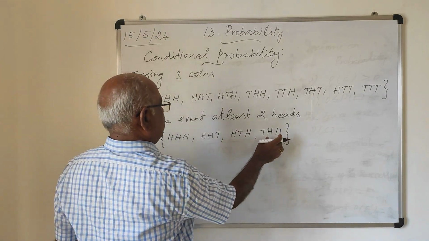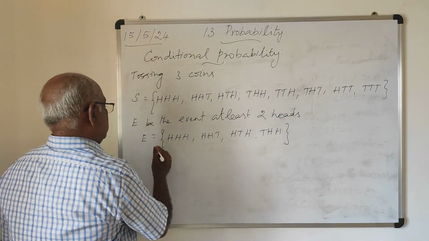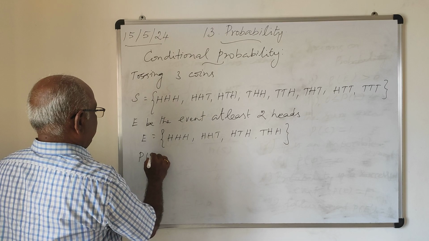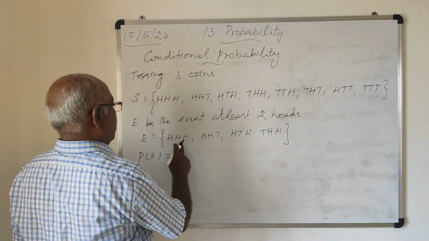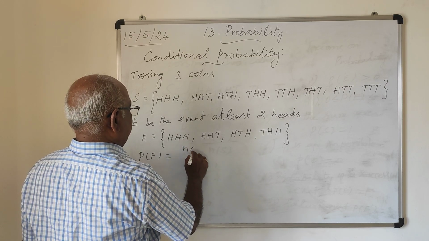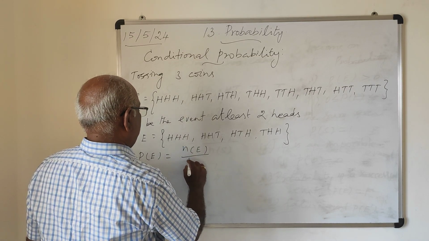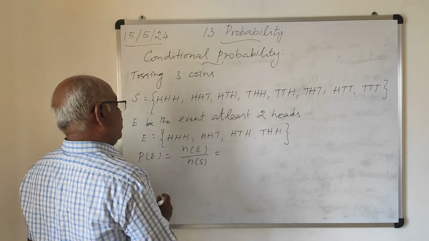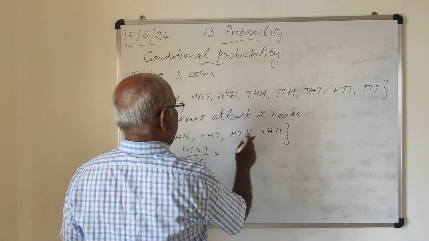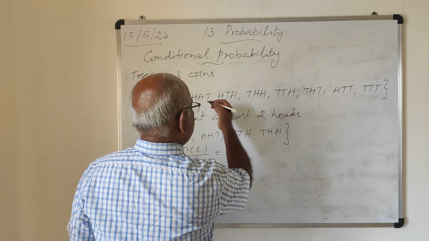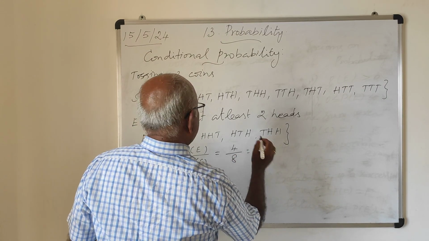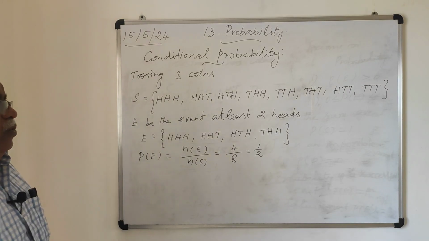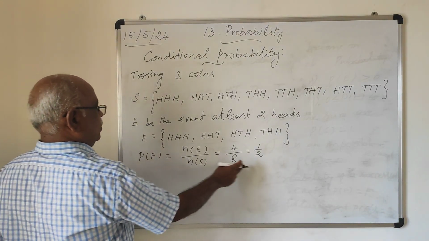These are the 4 events consisting of at least 2 hits. So the probability of that event E, at least 2 hits, is the probability of favorable events, N of E, by N of S. The number of outcomes of favorable events is 1, 2, 3, 4, by the total number of sample space elements, which is 8. That's equal to 1 by 2. So E is the event at least 2 hits, whose probability is 1 by 2.